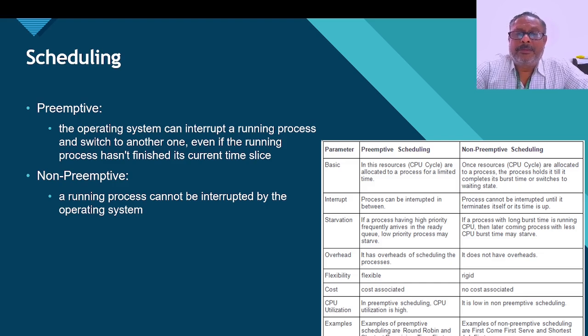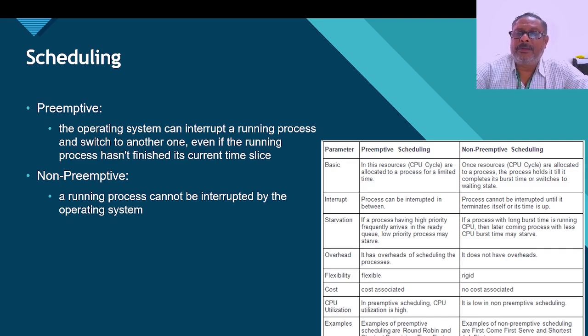So as far as the interrupt is concerned, the process can be interrupted in between in preemptive scheduling, but in non-preemptive scheduling, nothing can stop it. Overhead: preemptive scheduling has the overhead of scheduling processes, and in non-preemptive there is no scheduling overhead. Preemptive scheduling is flexible, whereas non-preemptive is rigid.